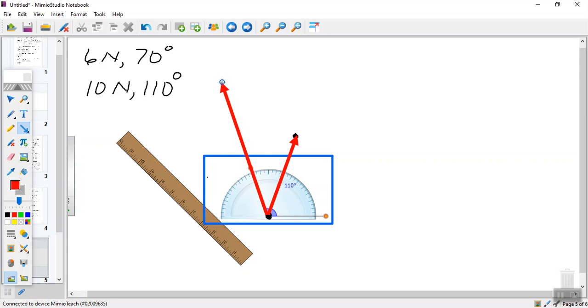My friends, the question becomes, where's the resultant for this? Well, you tack one onto the end of the other and know where that's at, right? So we're going to try and measure this out and see what happens. So I'm going to take this second one right here, and I'm going to try and measure out where the resultant ends up.